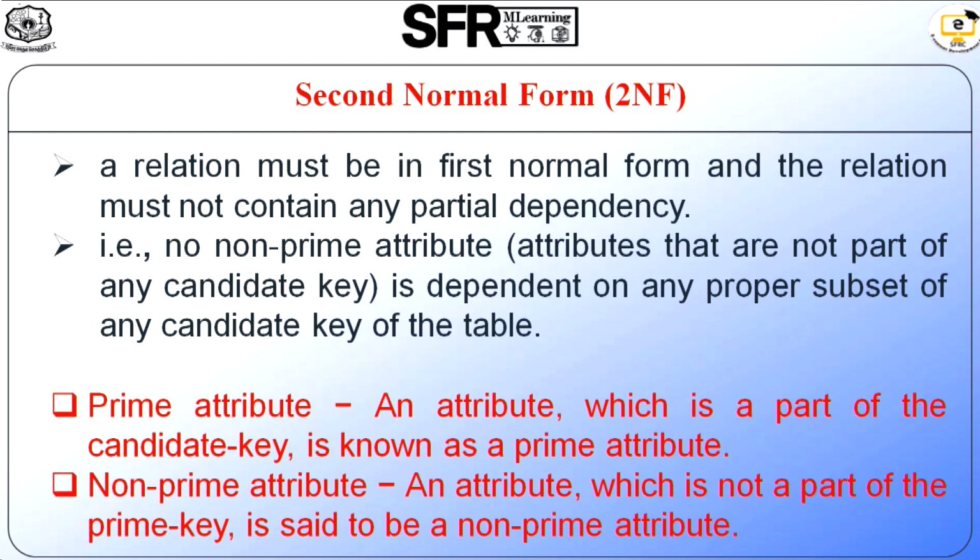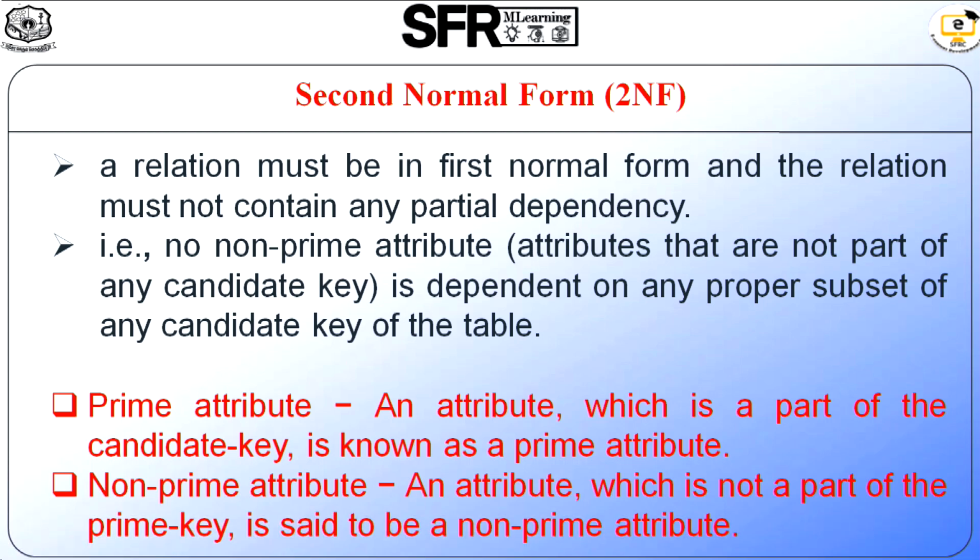And next, second normal form. In the second normal form, the condition is that a relation must not contain any partial dependency. Before we see this, we'll learn about prime attributes and non-prime attributes. A prime attribute is an attribute which is a part of a candidate key. For the relation, we take some attributes as the candidate key. The attributes placed in the candidate key are called prime attributes. The remaining attributes, not placed in the candidate key, are non-prime attributes.